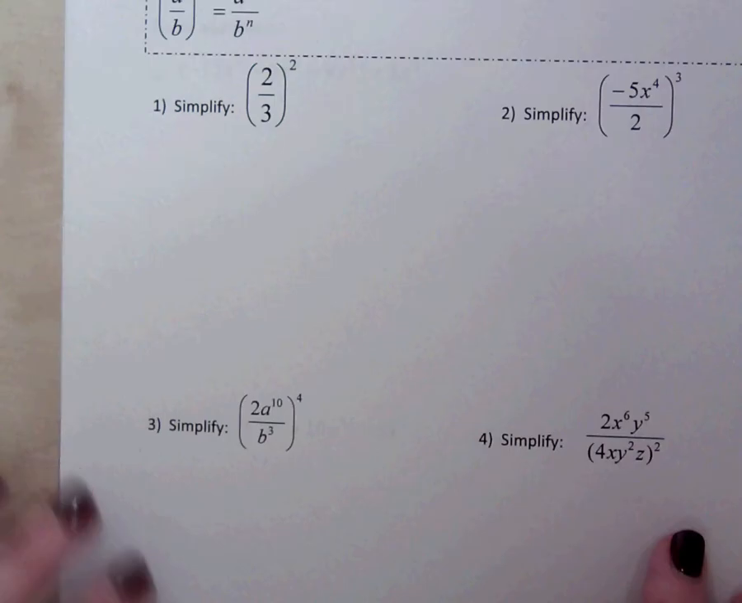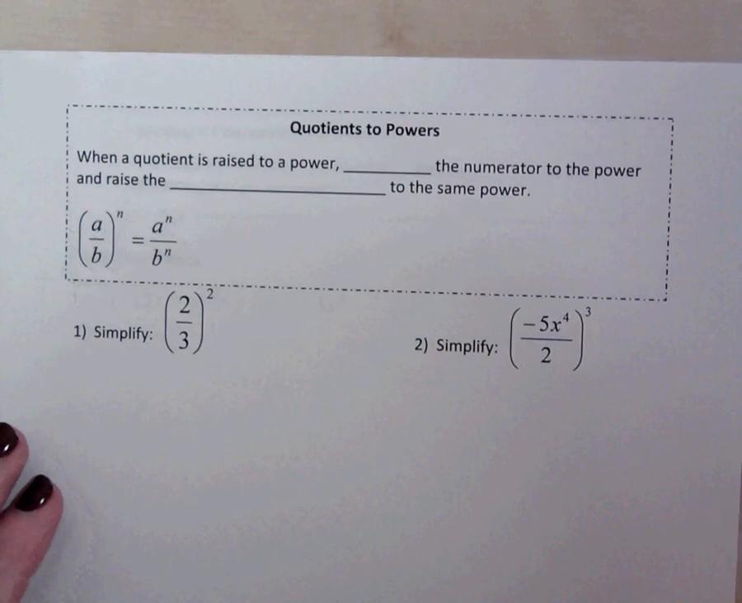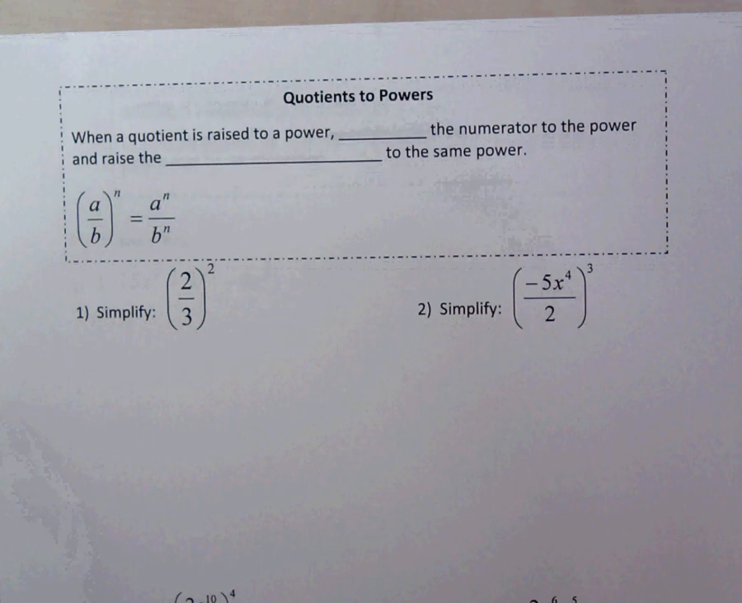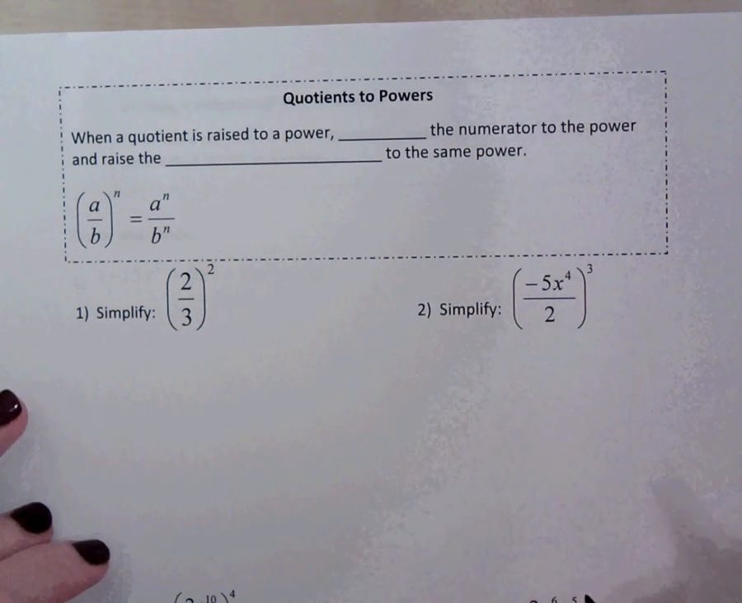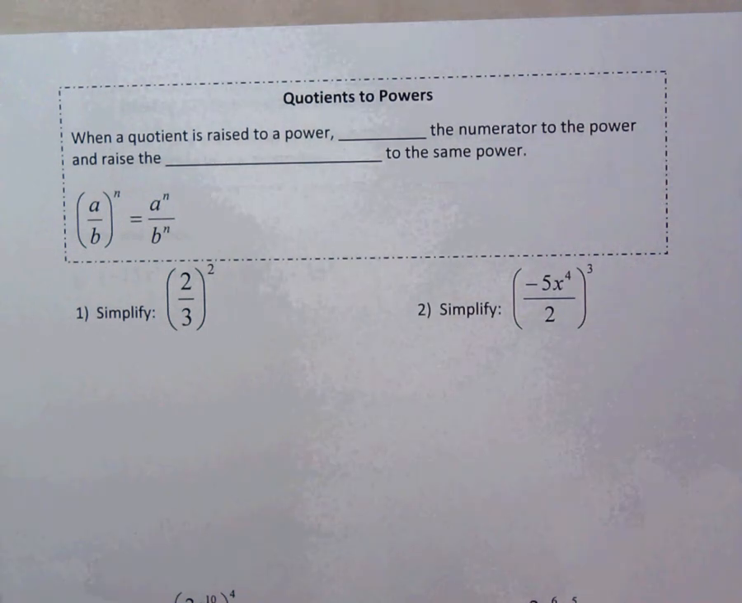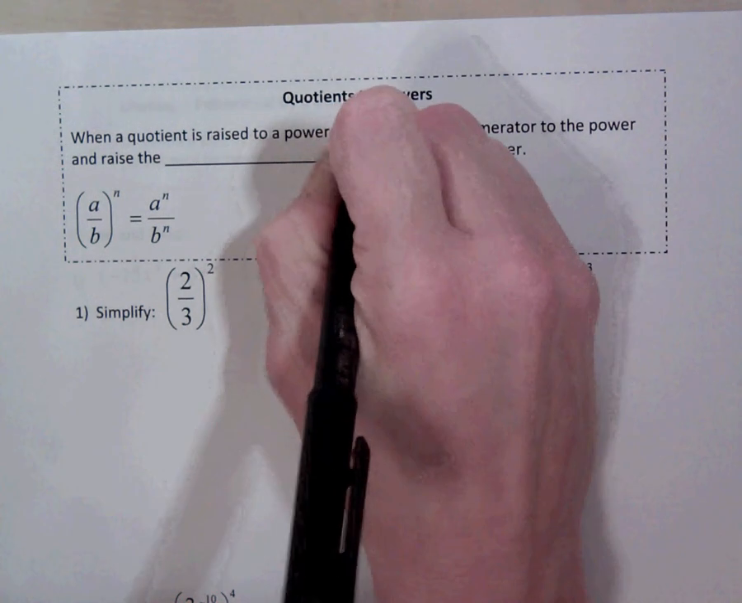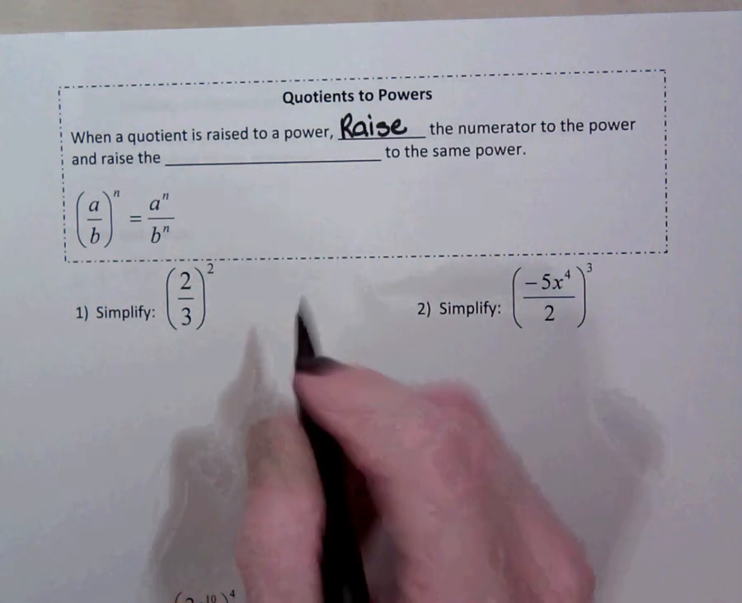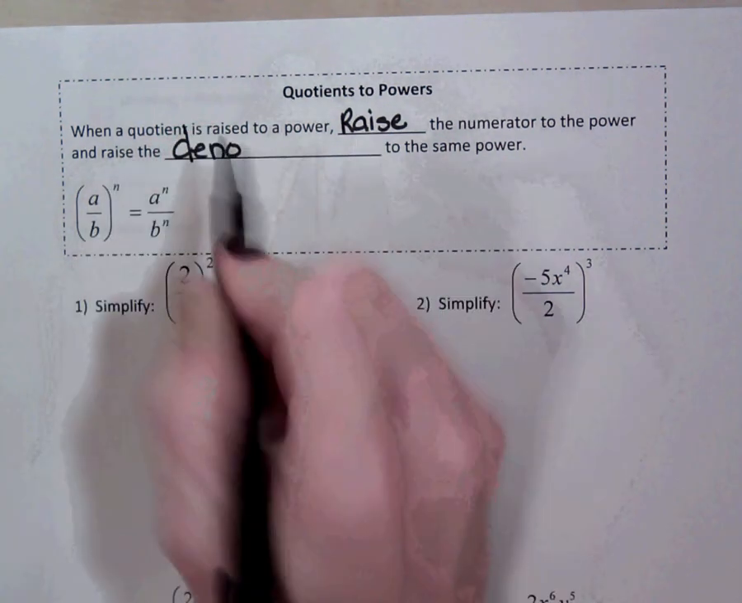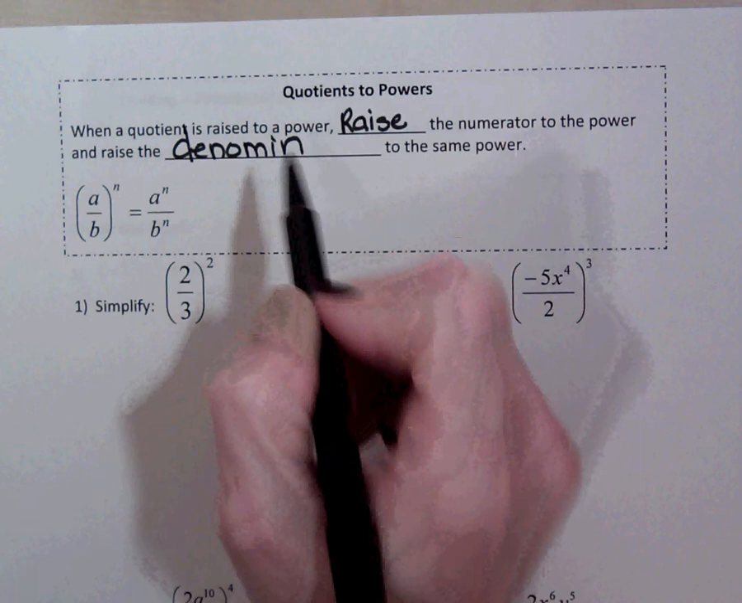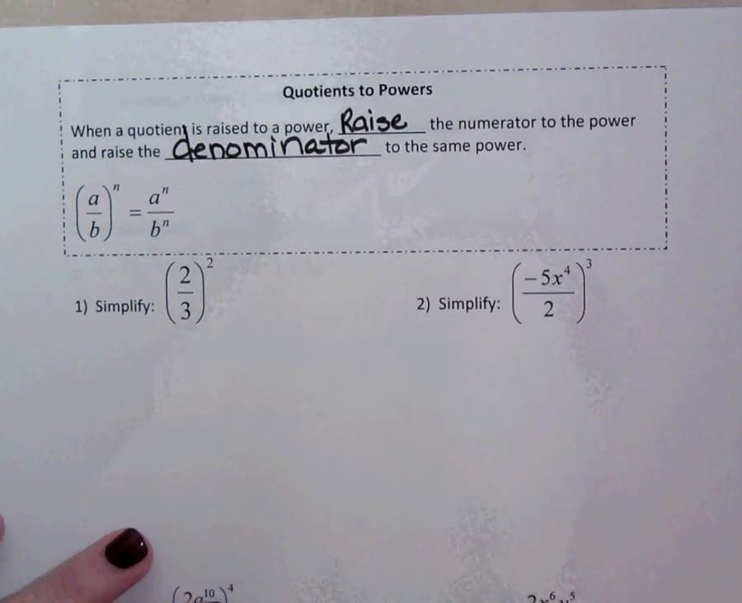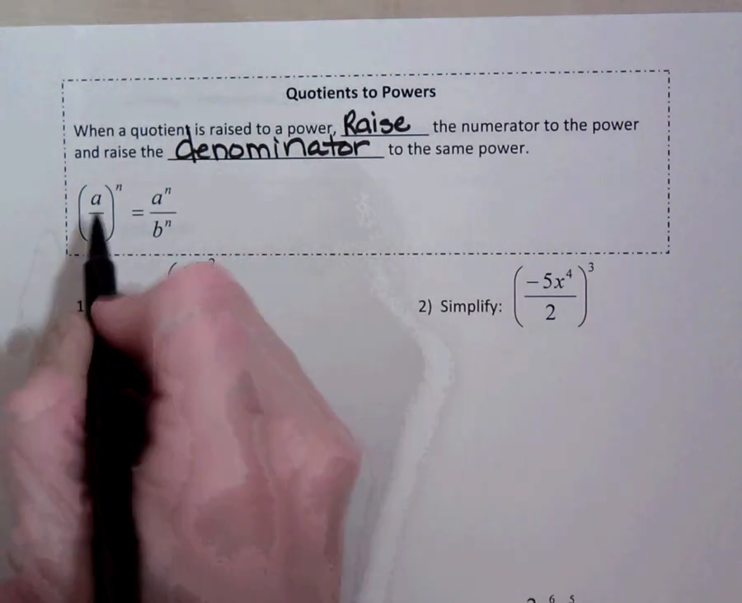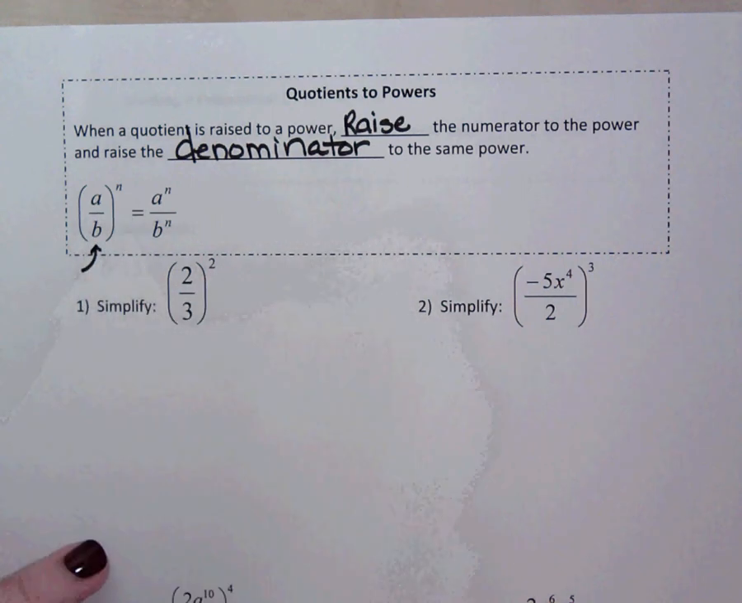Alright. So that was our second rule. We have a third rule called quotients to powers. And this one says when a quotient is raised to a power, what you're supposed to do is raise the numerator to the power and raise the denominator to the same power. So basically, inside my parenthesis here I have a quotient, a over b, and I'm raising that whole quotient to the power of n.